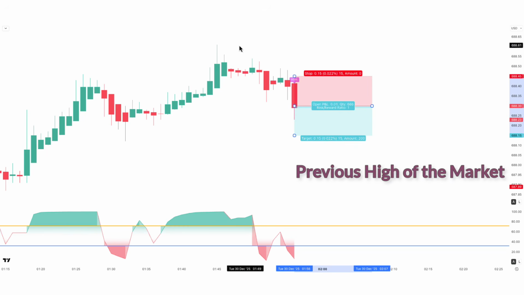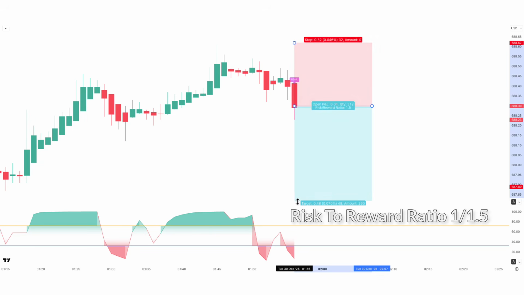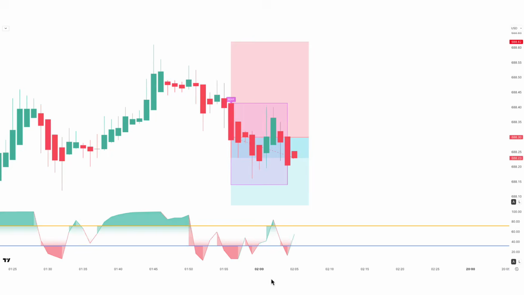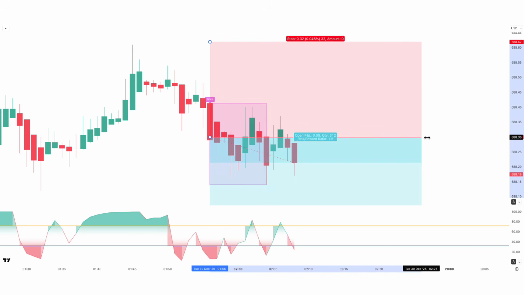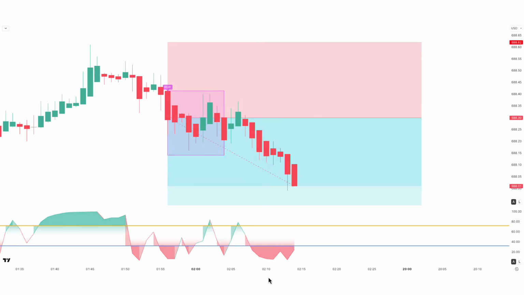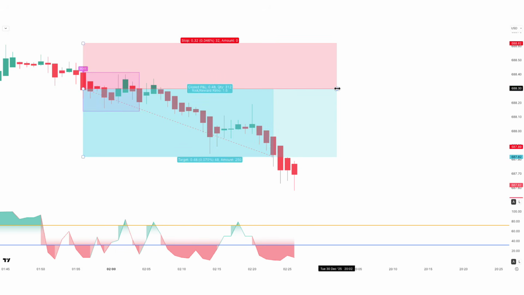Our stop loss is to be placed at the previous high of the market, and the risk to reward ratio will be 1:1.5. Let's see what happens to our trade. Our trade is running in profit. We have won the trade. Let's find the next trade.